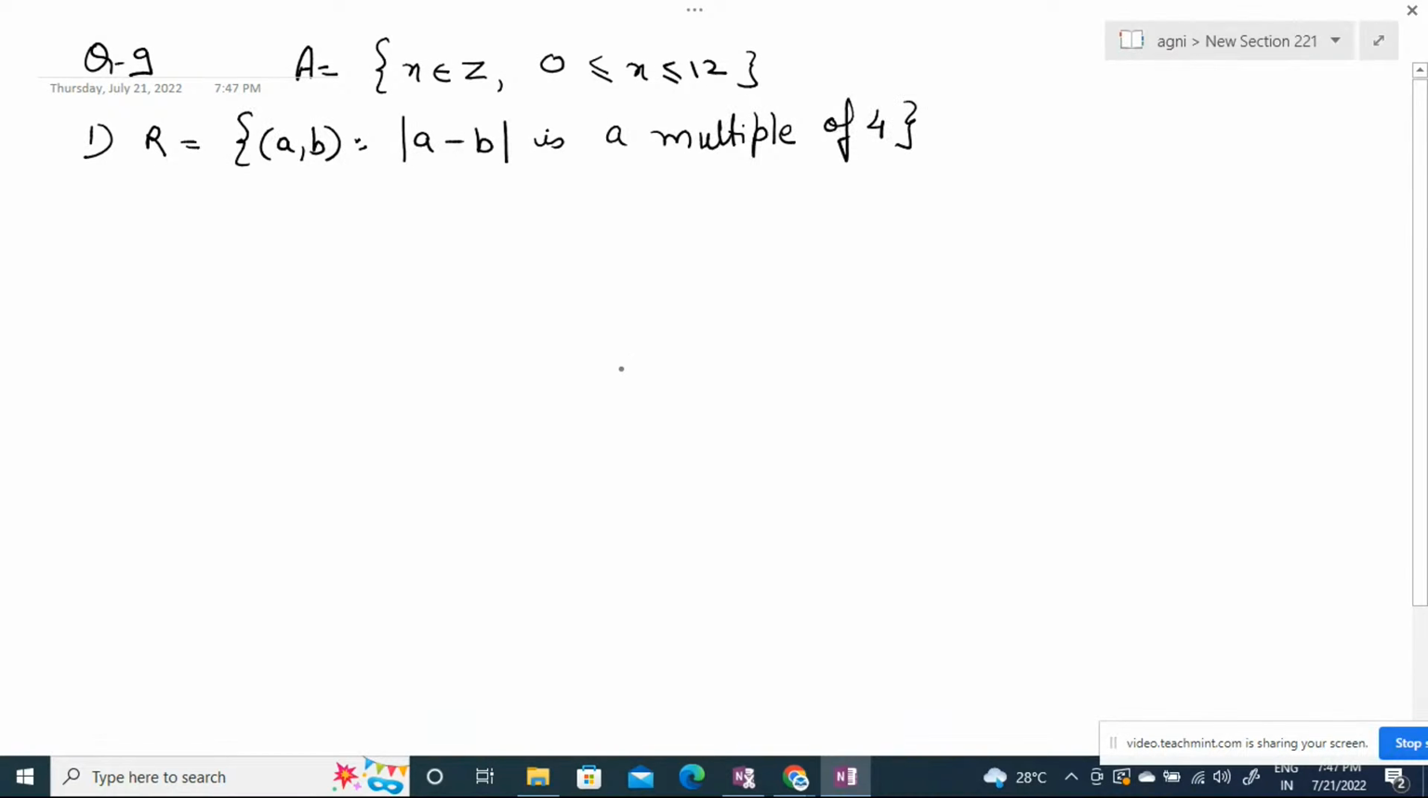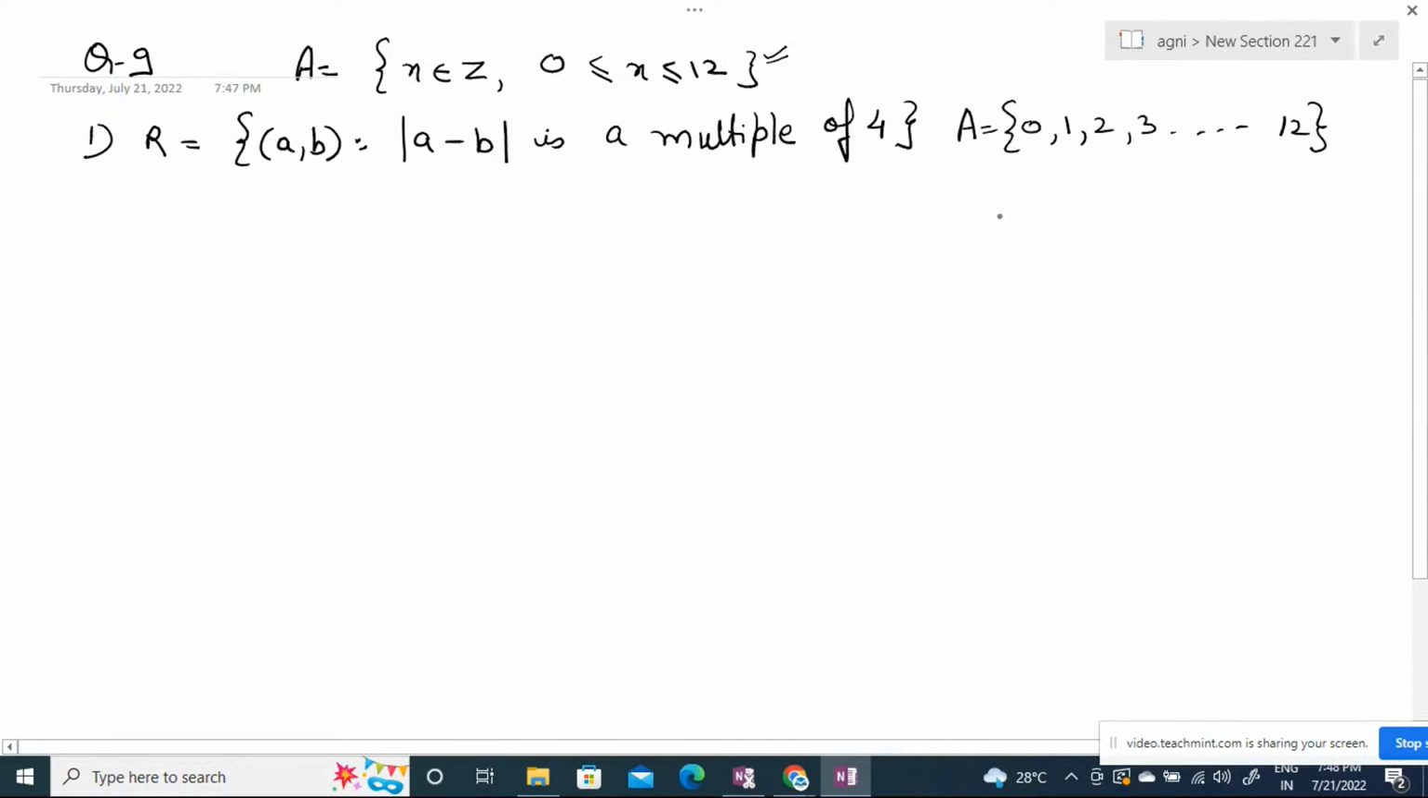We have to show this is an equivalence relation. That means we have to show it satisfies all the conditions: symmetric, reflexive and transitive. Now the set A is given like this, from 0 to 12. That means the elements of set A are 0, 1, 2, 3 and up to 12.